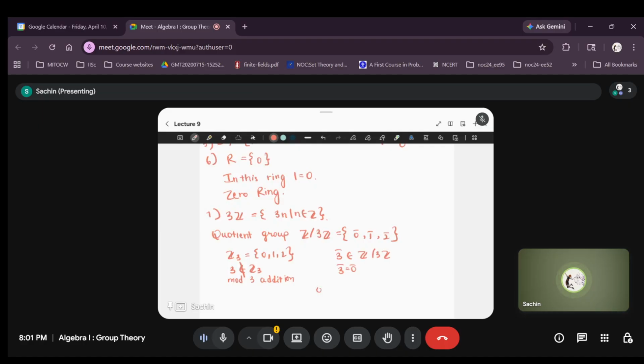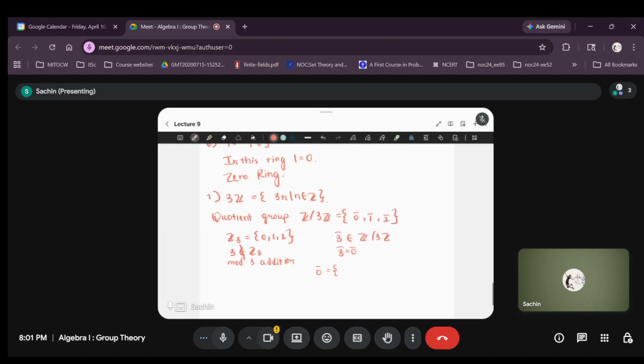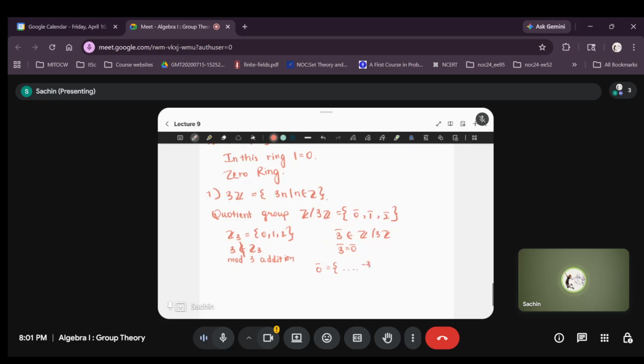So 0 bar is actually the set of all multiples of 3 here. It is this set. That is what 0 bar is. 0 is just a number within the set that you use to represent this equivalence class, this set. So this same set can be written as minus 3 bar. It can also be written as 3 bar. You can pick any element within the set to represent it. But here 0 is the actual number 0, simply the integer 0.